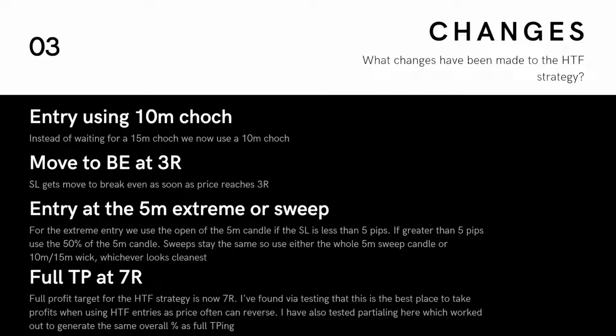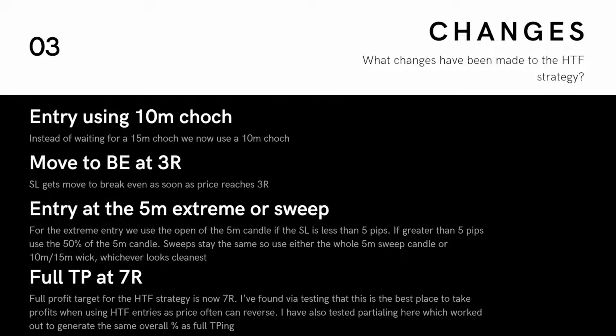So full TP will now be at 7R. This is good, obviously, if you're working full time. You want to be able to set a TP and walk away. You don't want to be having to manage the trade and take partials. And obviously, if you miss those partials, price comes back to break even, then you've lost out on like 7%.